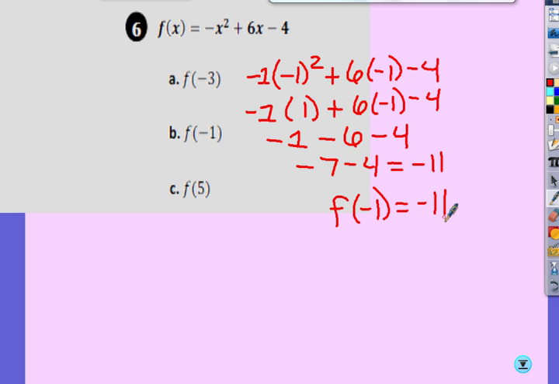When you input negative 1, you first square negative 1, which gives you positive 1. Then you multiply it by negative 1. That gives you negative 1. Then you multiply 6 times negative 1. That gives you negative 6. So you have negative 1 minus 6 minus 4. Negative 1 minus 6 is negative 7, and negative 7 minus 4 is negative 11. Therefore, f of negative 1 equals negative 11.